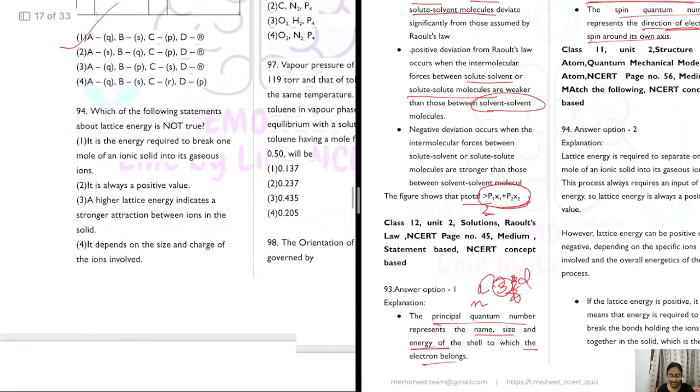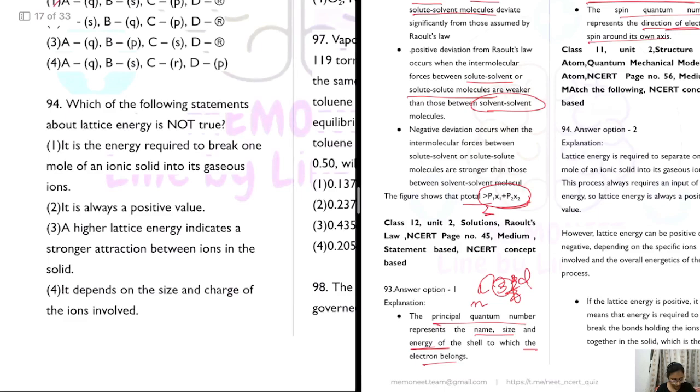Let's see the next question, that is, which of the following statements about lattice energy is not true? Okay, we have to tell the incorrect statement. It is the energy required to break 1 mole of an ionic solid into its gaseous ions. It is always a positive value. No, this is the incorrect statement, so this would be the correct answer. It can be negative as well.